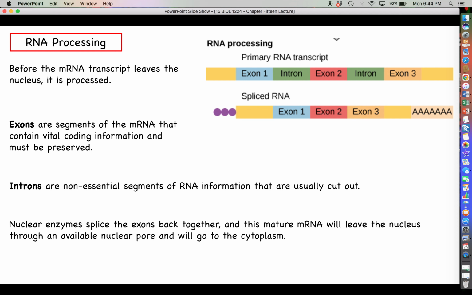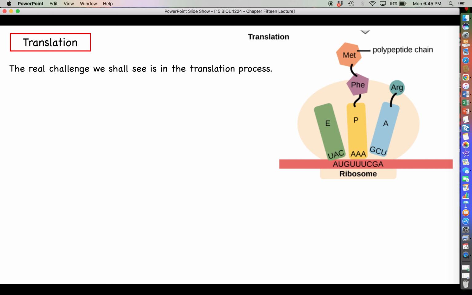So nuclear enzymes in the nucleus need to splice these exons back together after the introns are removed. And then once that is done, we actually cap both the 5' and 3' end of the RNA. We'll talk more about that later, what these purple things are here and what this long string of A's is over here. This essentially serves to protect the stability of the RNA. And at this point, the RNA we would consider to be mature, and it is now ready to leave the nucleus through an available nuclear pore, and it will go out into the cytoplasm to bind to a ribosome, which can then translate it into protein.